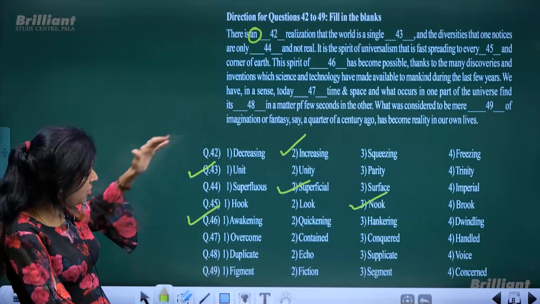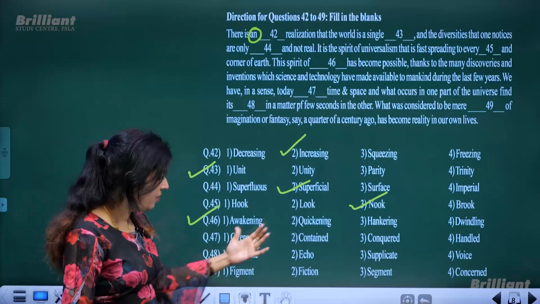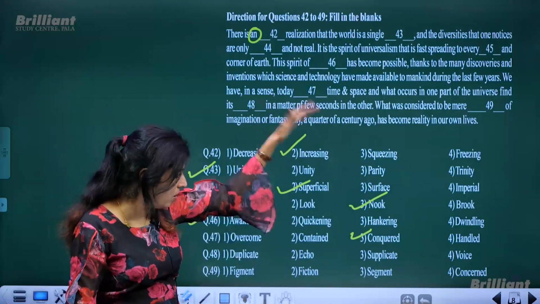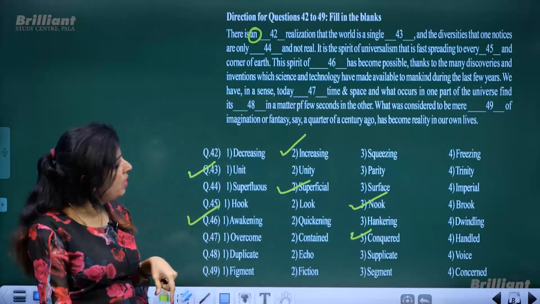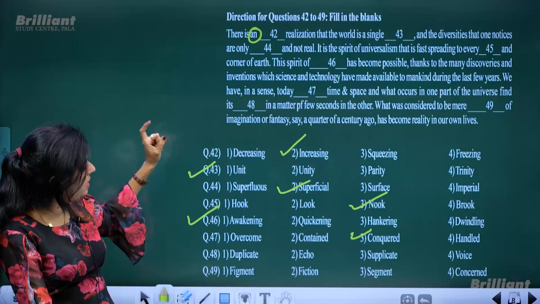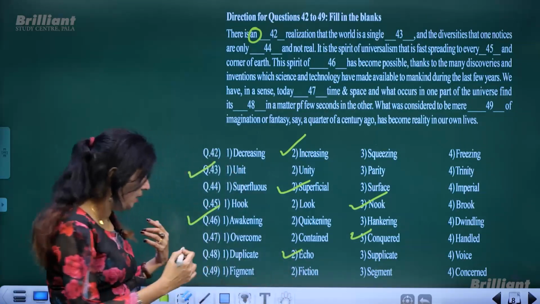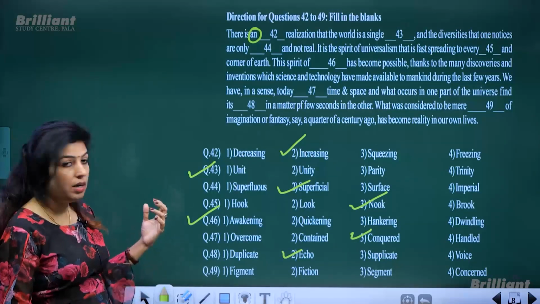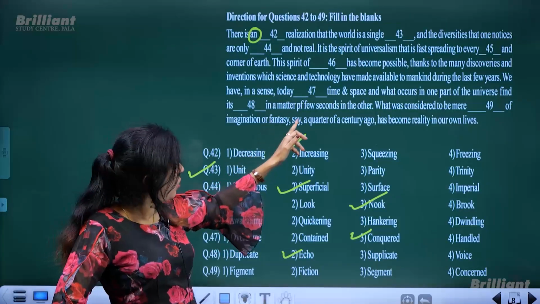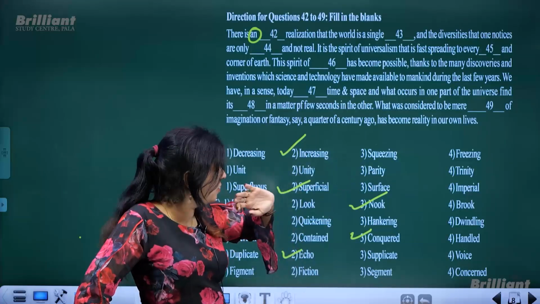We have, in a sense, today, dash time and space. Not that we have overcome, we have contained, but we have conquered. So we human beings boast that we have almost literally conquered time and space. And what occurs in one part of the universe finds its dash, finds its echo, not a copy but echo. Echo means repetition. Its echo in a matter of a few seconds in the other. What happens in one part of the world repeats in another part of the world also.